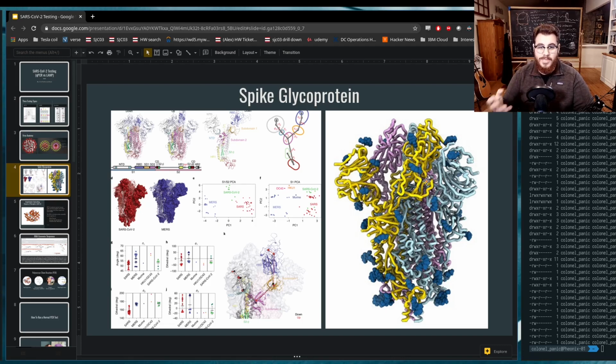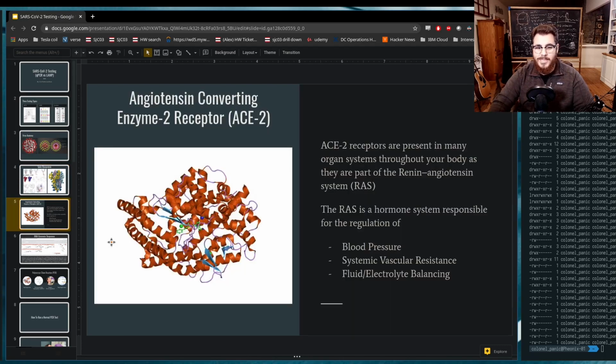When somebody who is infected gives you the virus via aerosolized breath droplets that have the virus in them, what will happen is the virus will then enter your system, and the receptor binding domain at the end of the spike glycoprotein will attach to what's called an ACE2 receptor. That stands for angiotensin-converting enzyme 2 receptor. Now, these are part of the renin-angiotensin system in your body. It's basically a hormonal system that regulates things like your blood pressure, your systemic vascular resistance, and your fluid and electrolyte balancing.